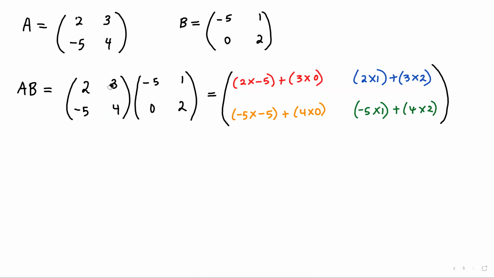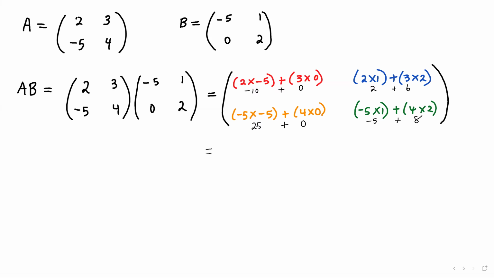Let's work it out now. So first I'm going to just work out the individual brackets. Let's write it out. 2 times -5 is -10. So this will be -10 plus 3 times 0, which is 0. And then here, this is -5 times -5. A negative by a negative is a positive. So this will be 25 plus 4 times 0, which is 0. 2 times 1 is 2 plus 3 times 2, which is 6. -5 times 1 is -5. And 4 times 2 is 8.